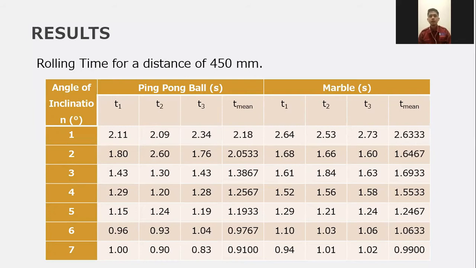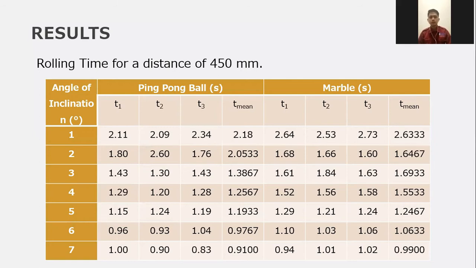This is the result that we obtained for both balls, ping pong ball and marble, rolling a distance of 450 millimeters. The angles that we use in this experiment are 1 degree, 2 degree, 3 degree, 5 degree, 6 degree, and 7 degree. We recorded 3 times of the time taken and calculated the average for the ping pong ball and marble to travel this distance.